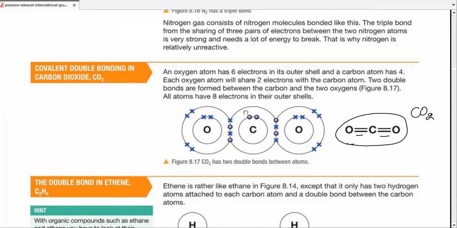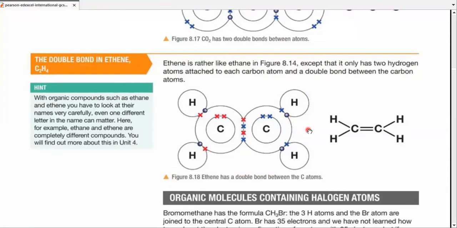Moving on, the double bond in ethene. Ethene is rather like ethane, except that it has 2 hydrogen atoms attached to each carbon atom because there is a carbon-carbon double bond instead of a carbon-carbon single bond, unlike ethane. So there is a double bond in between, and the carbons are sharing 4 electrons in total between 2 atoms, 2 electrons per atom. And there are the hydrogen atoms that are attached to it with single bonds.